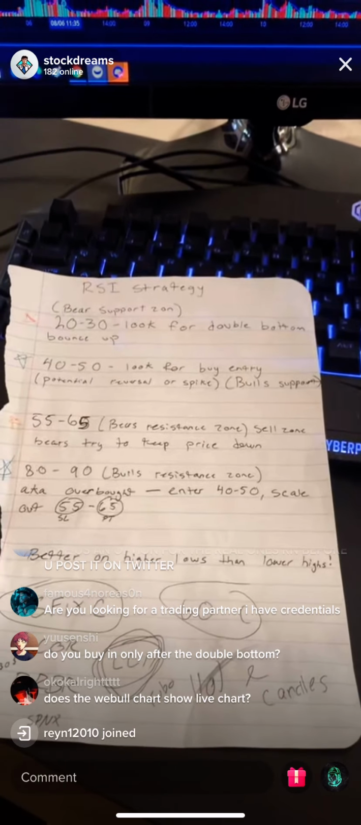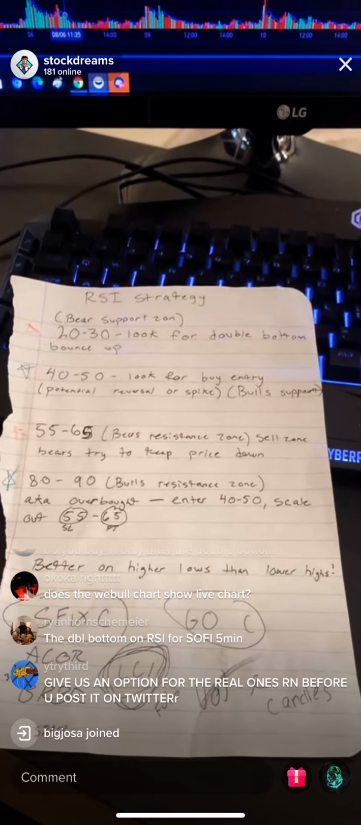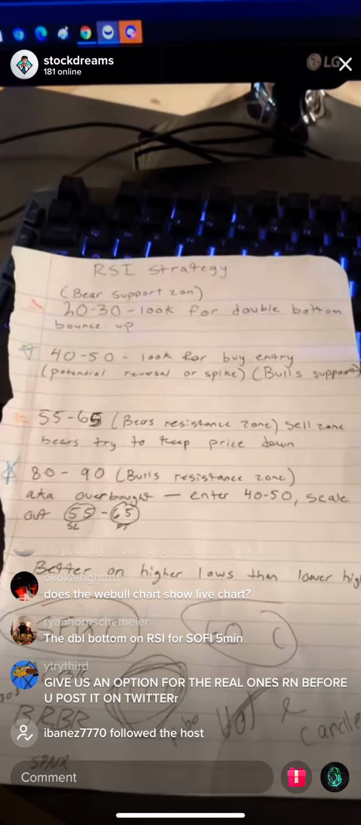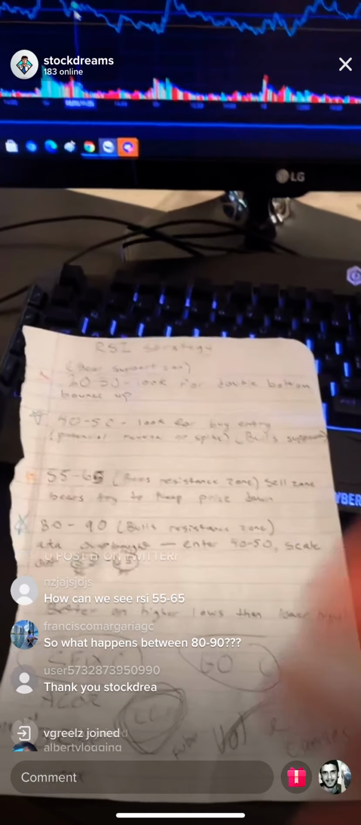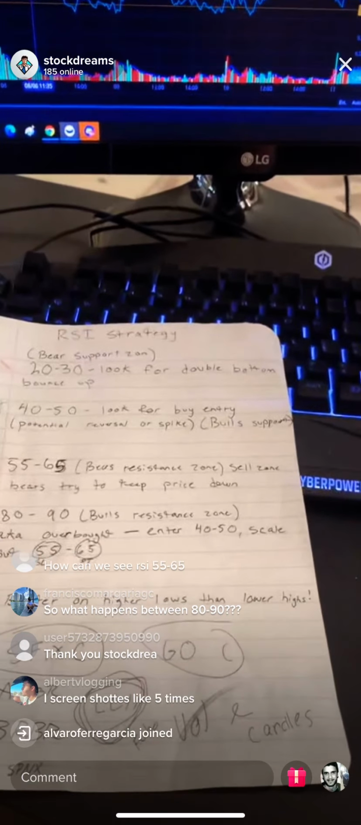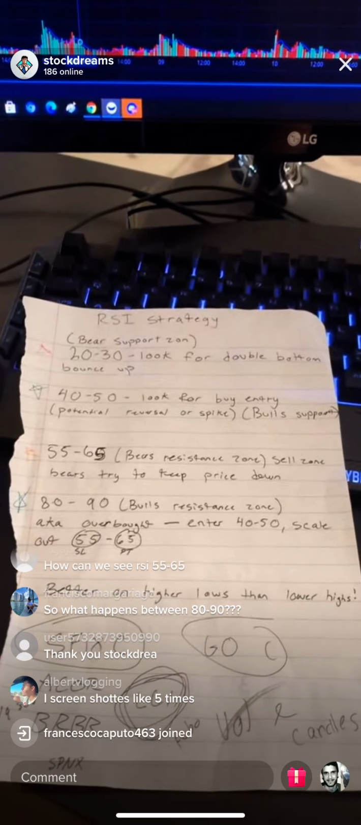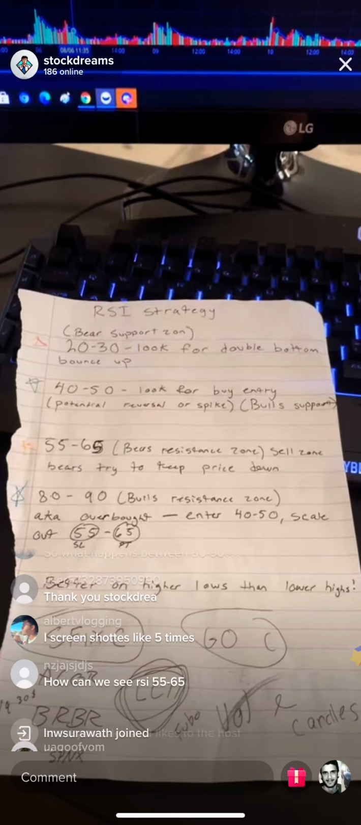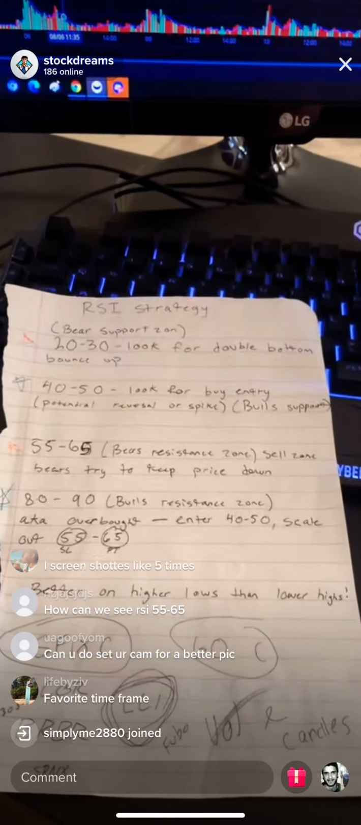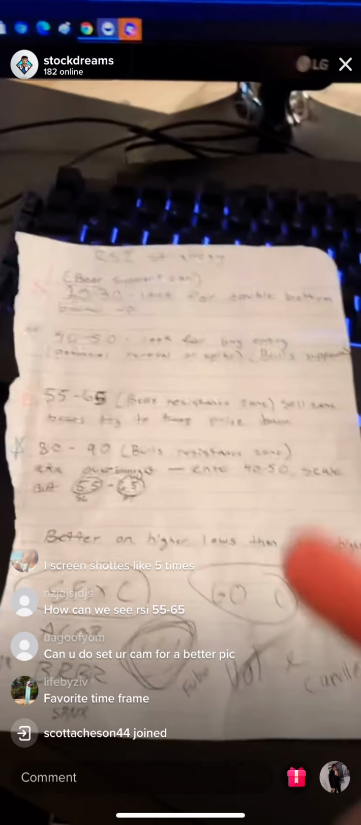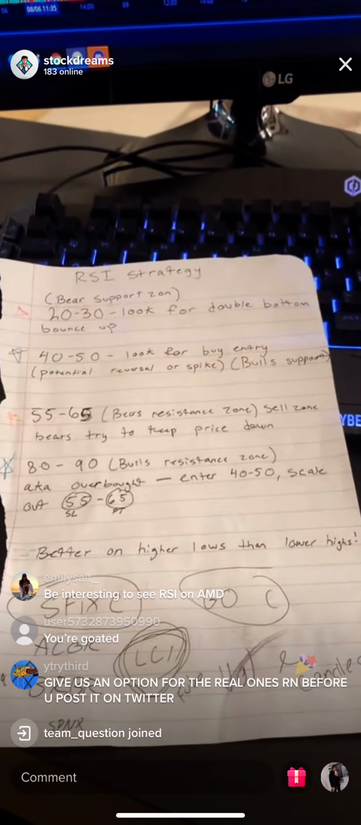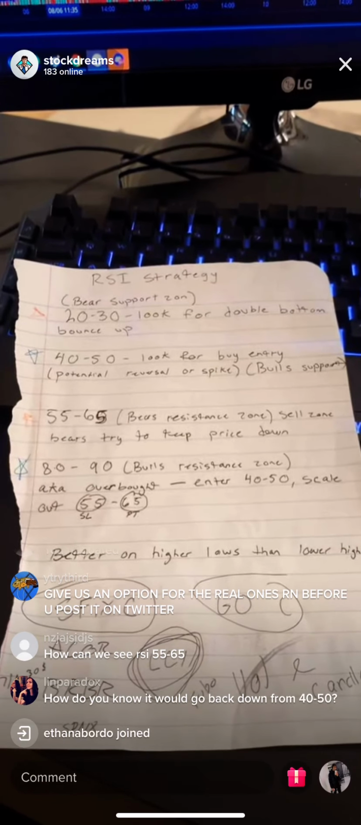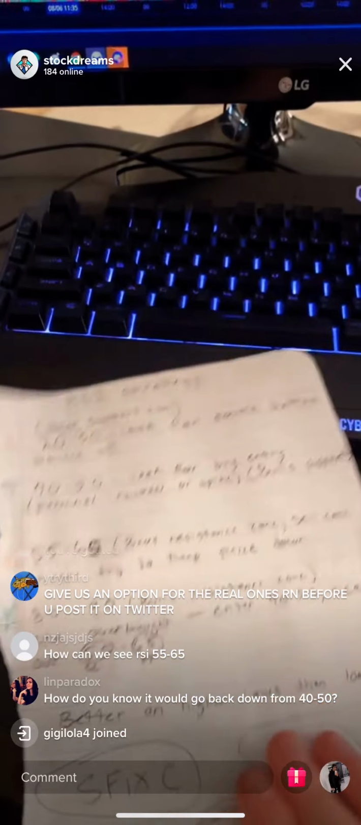Screenshot this. Bull's resistance is basically where the bears are stepping in now. That's where the bears want to buy puts, and you're going to have a battle. With RSI, if RSI is at 20 or 30, you can look to buy in. All right, perfect. Now let's move on.